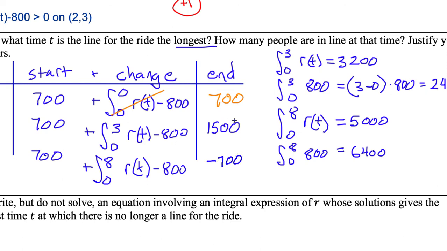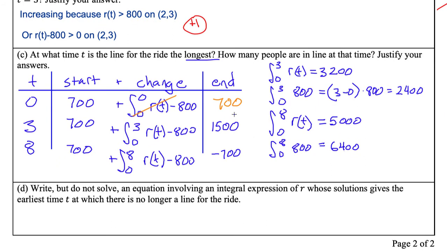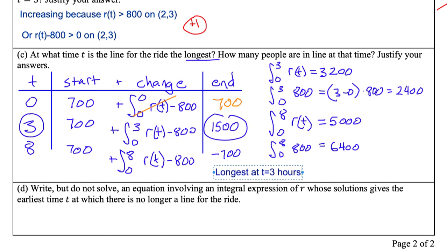So I wonder if that's just like an error on the AP creator's fault. But yeah, final answer, 1,500. And at what time does it happen? At time t equal to 3. So let's type in our final answer here. Longest at t equals 3 hours with 1,500 people in line.